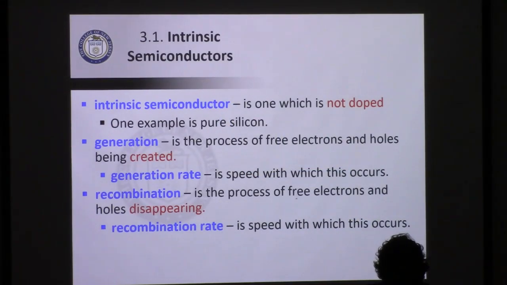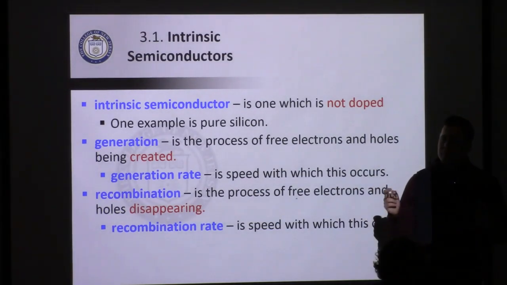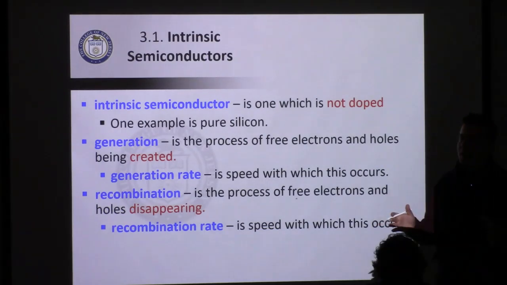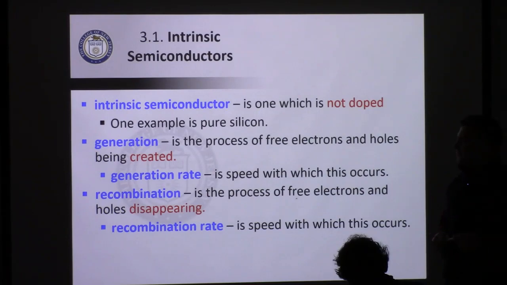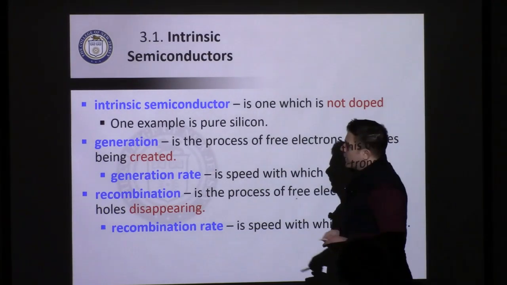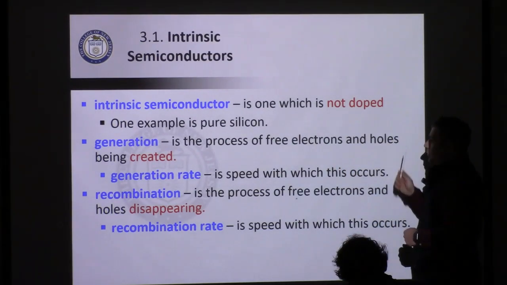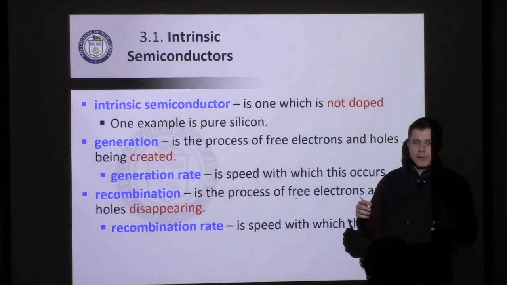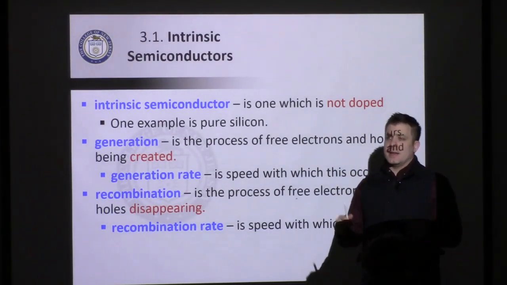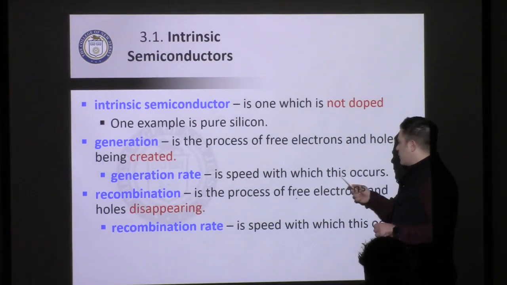So, intrinsic semiconductor. An intrinsic semiconductor is one that's not doped. We haven't talked about doping yet, but I can tell you now, an intrinsic semiconductor is one that's pure. So it only has silicon atoms inside of it, ideally. Generation is the process of freeing electrons and then creating holes. So far, the only mechanism we've talked about for that is thermal energy, temperature. The generation rate is the speed with which this occurs.